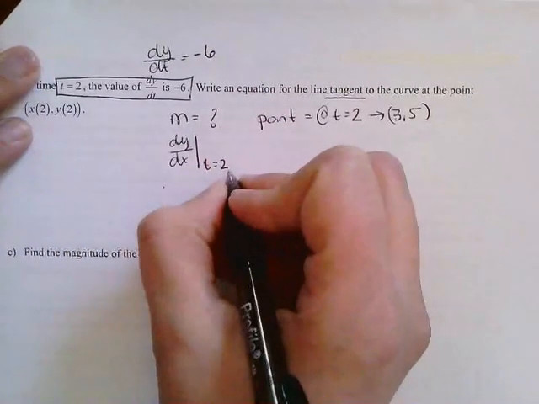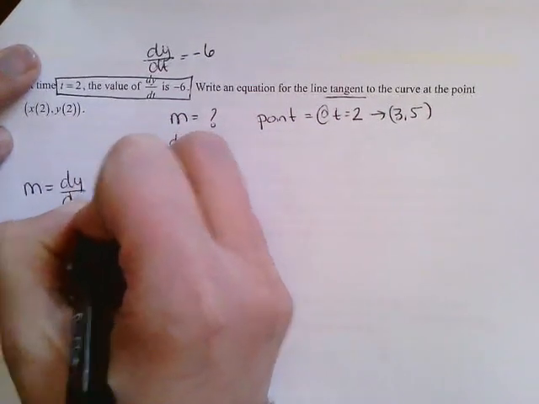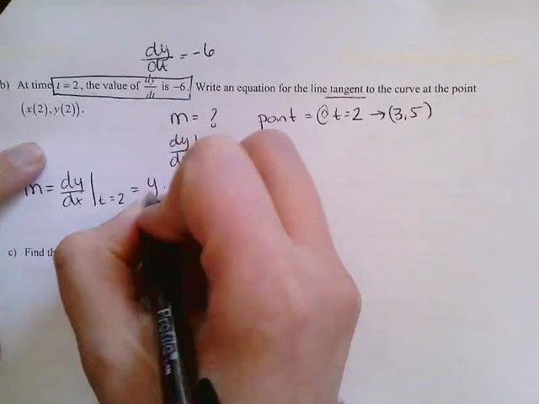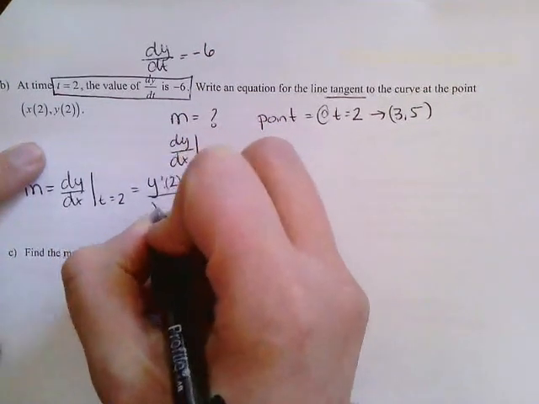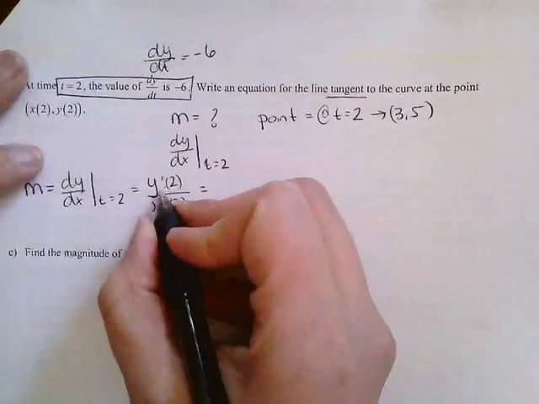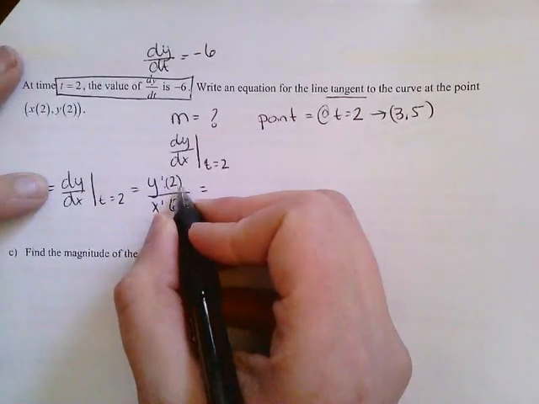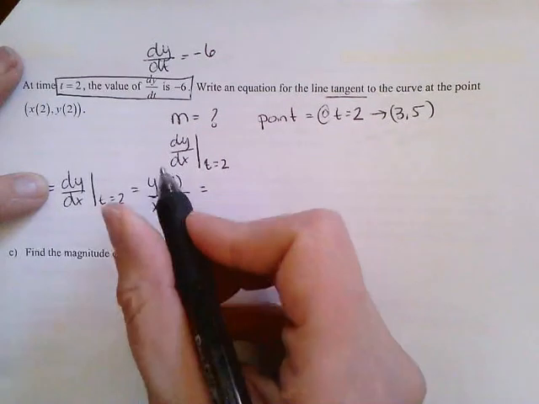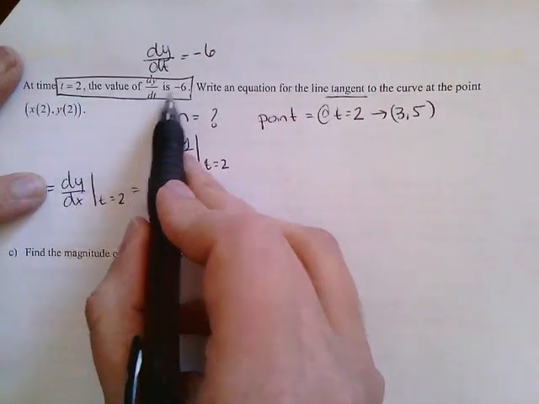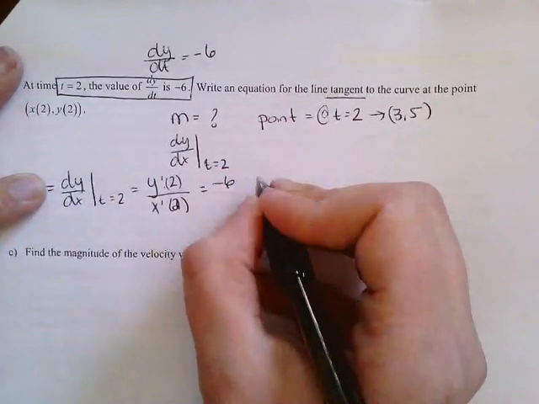So now I just need to find the slope. So I'm going to move over here. So m is dy dx at t equals 2. So it's basically y prime of 2 divided by x prime of 2. Now, what is y prime of 2? They never gave us a derivative, a dy dt. But what they did give us is that at 2, y prime is negative 6. So basically, y prime of 2 is negative 6.